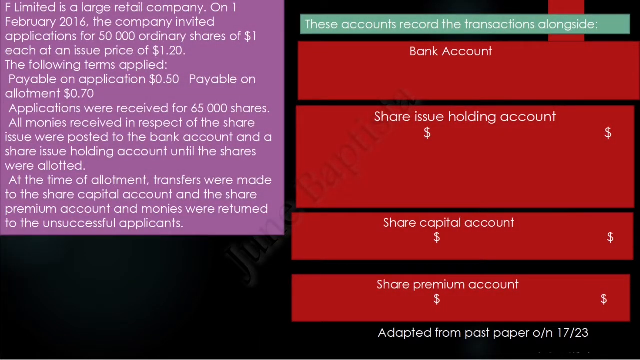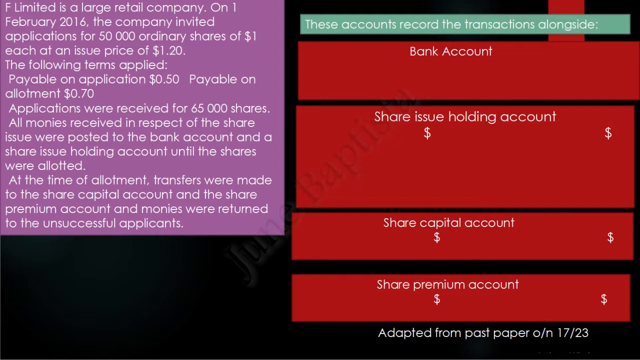This is a great example taken from a past paper on the issue of shares. F Limited is a large retail company. On February 1st, 2016, the company invited applications for 50,000 ordinary shares of $1 each at an issue price of $1.20. The following terms applied: payable on application 50 cents, payable on allotment 70 cents. Applications were received for 65,000 shares.